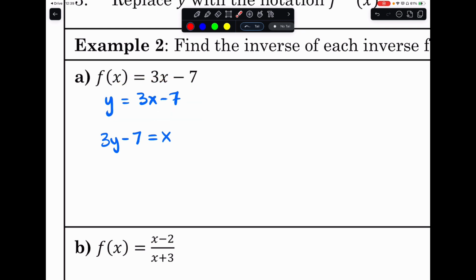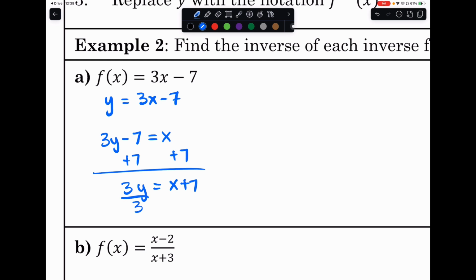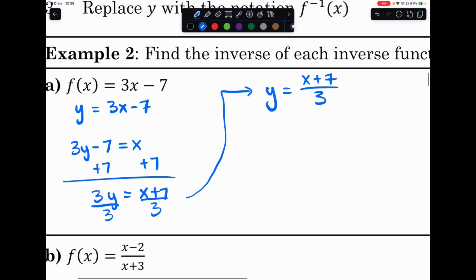Next step is to solve this equation for y. In other words, get the y by itself. So here, inverse operations requires us to add 7 to both sides. So 3y is equal to x plus 7. And then that requires us to divide everything by 3. So dividing the left side by 3, that's just going to give us y by itself. x plus 7 divided by 3 will look like that. So there is our inverse.